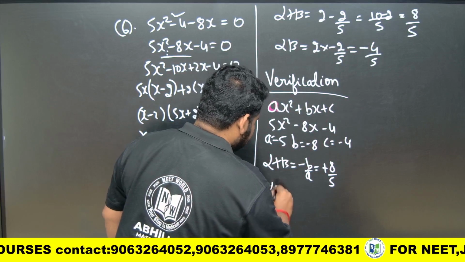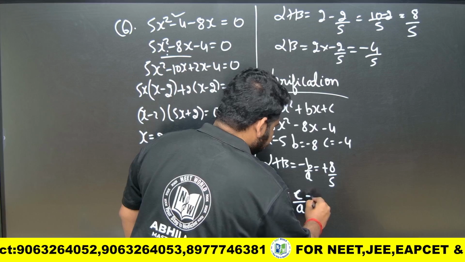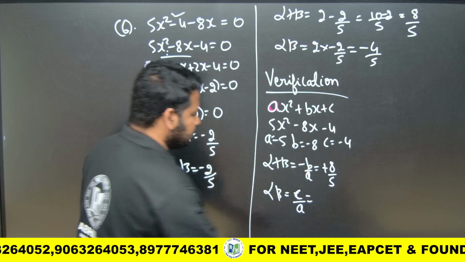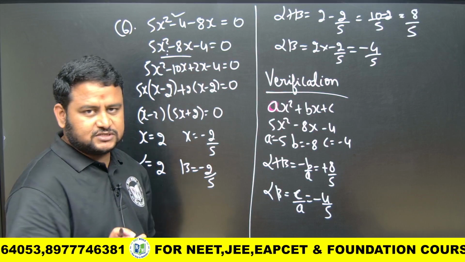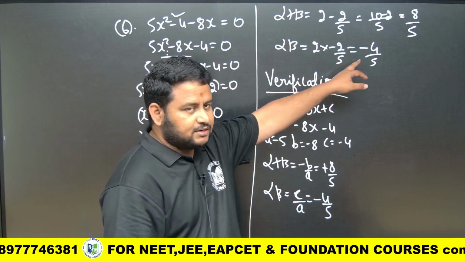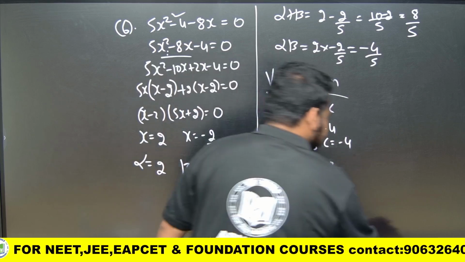Now let us look at the product of the zeros. Alpha into beta is c by a, that is not minus, it is just c by a. C is what, friends? Minus 4. A is 5. So it is minus 4 by 5. Product of the zeros is minus 4 by 5. What did we get here? Minus 4 by 5. Hence it is verified. So let us move to the next question.